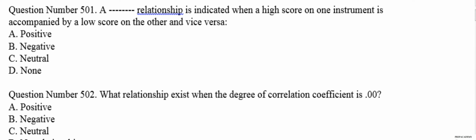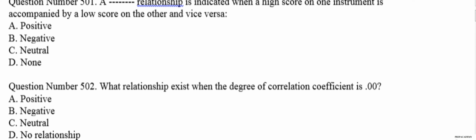Question number 501. A relationship is indicated when a high score on one instrument is accompanied by a low score on the other and vice versa. A, positive. B, negative. C, neutral. D, none. The correct answer is option B, negative.